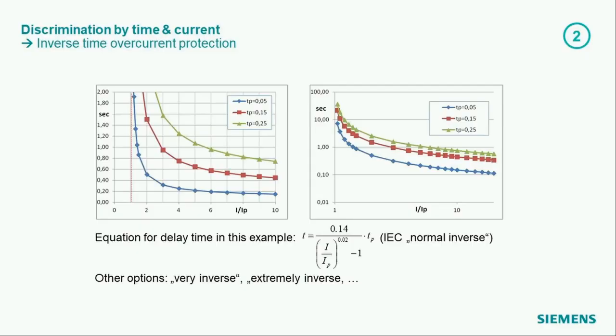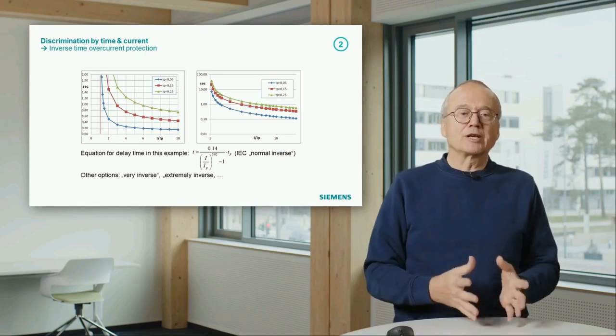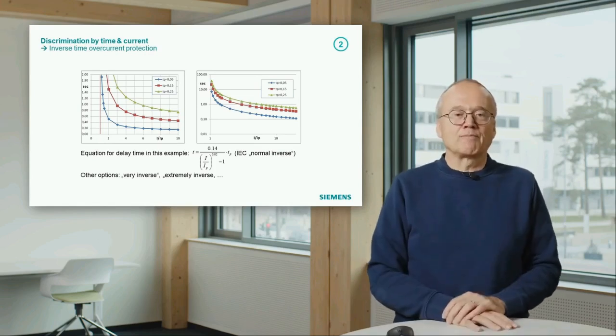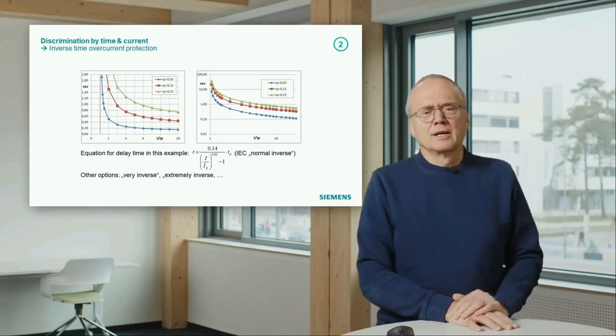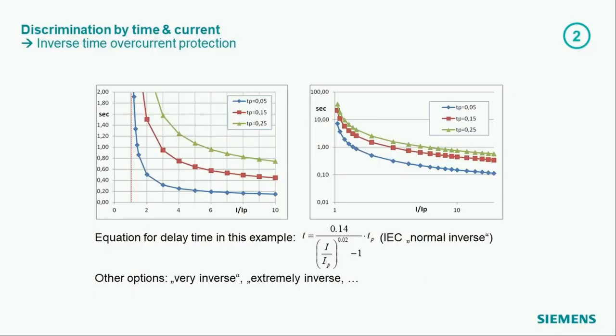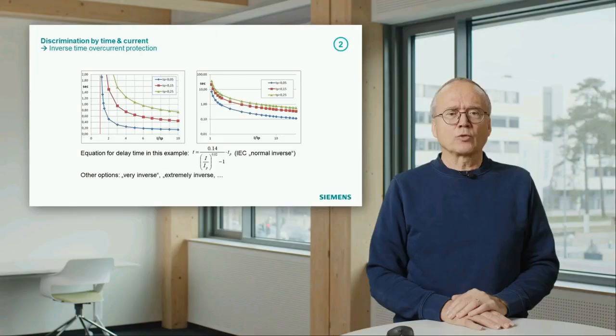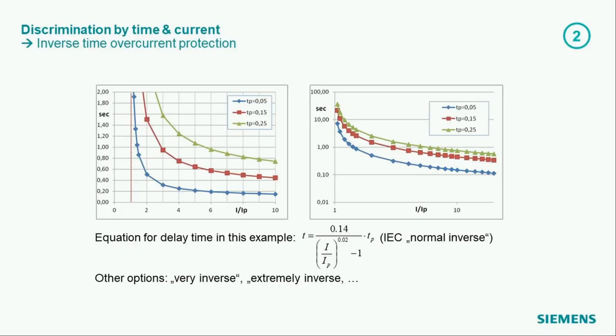You also have different shapes, you see that? That means there are different equations available. Sometimes they have names like inverse time, very inverse, extremely inverse. I think in the standard, in the meantime, we have just assigned numbers to that. You also find these plots either with linear scale or with logarithmic scale. That means you must always be a little bit careful what type of scaling you have.